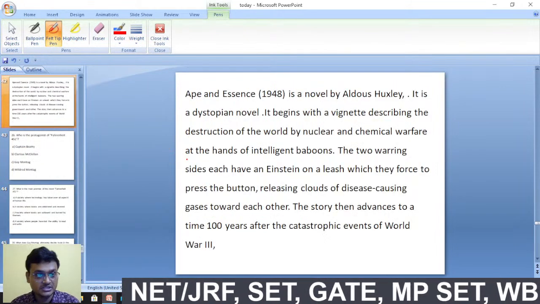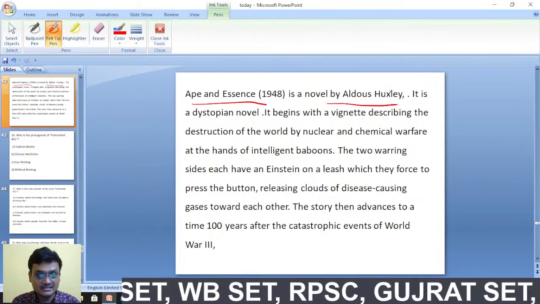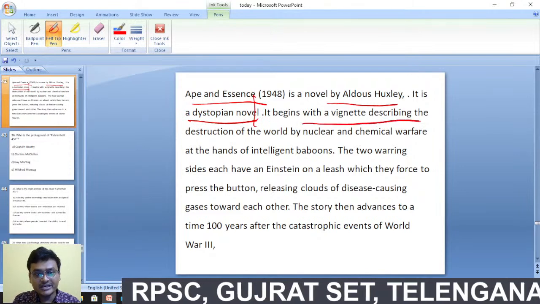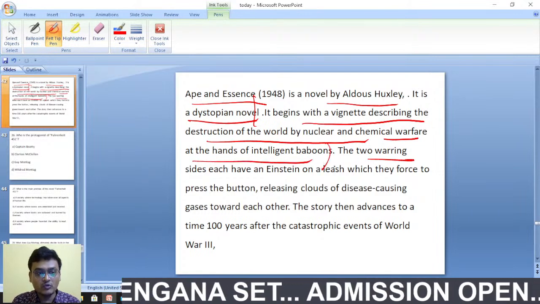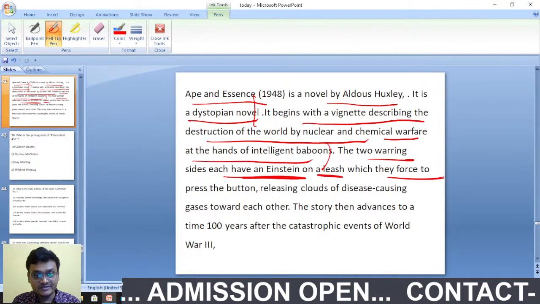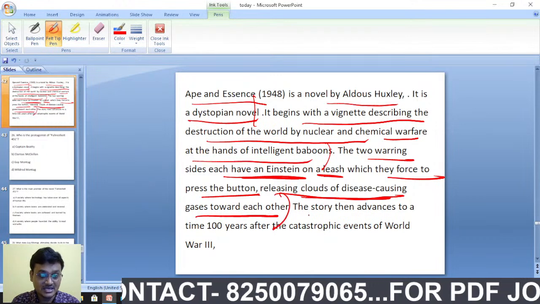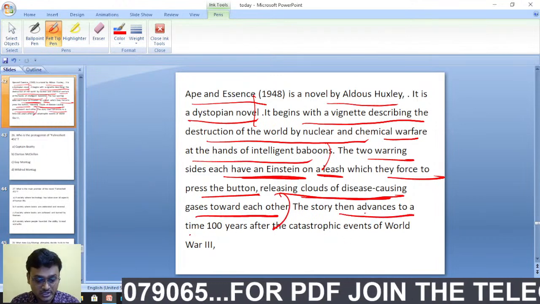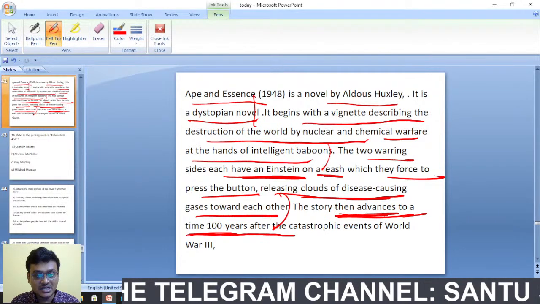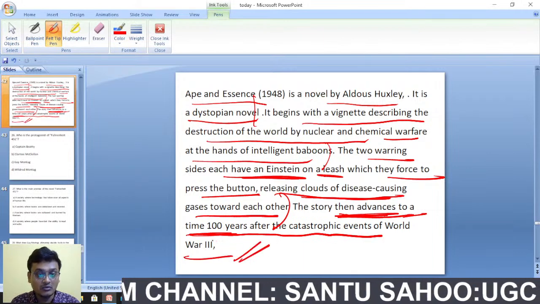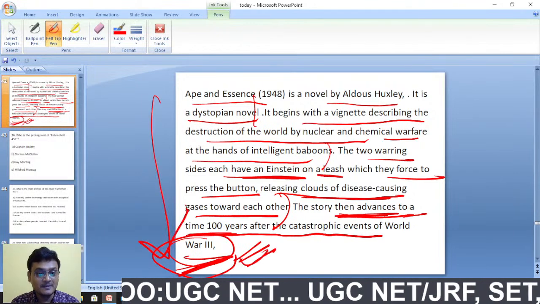Okay. Next questions. Here is the explanation: Ape and Essence, 1948, is a novel by Huxley. It is a dystopian novel. It begins with a vignette describing the destruction of the world by nuclear and chemical warfare at the hands of intelligent baboons. The two warring sides have an Einstein on a leash, which they force to press the button, releasing clouds of disease-causing gases towards each other. The story then advances to a time 100 years after the catastrophic events of World War III. Ape and Essence. Okay?